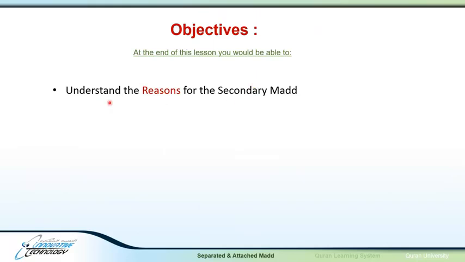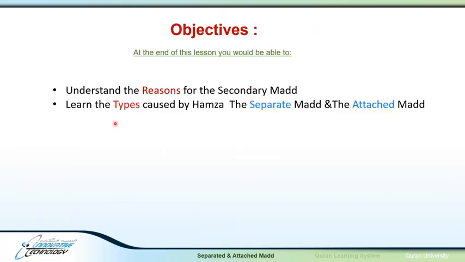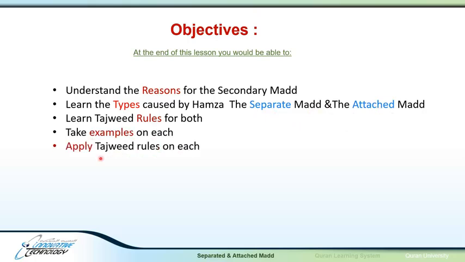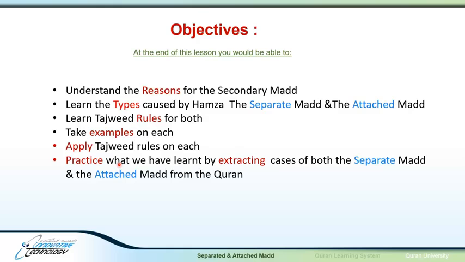In this lesson, you'll understand the reasons of the secondary mad and learn the types caused by the hamza, the separated and the attached mads, and then learn the tajweed rules of both, take examples on each, and apply tajweed rules on each, and then practice what we have learned by extracting cases of both the separated mad and the attached mad from the Quran.